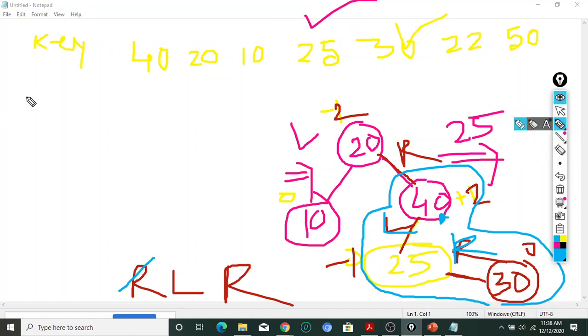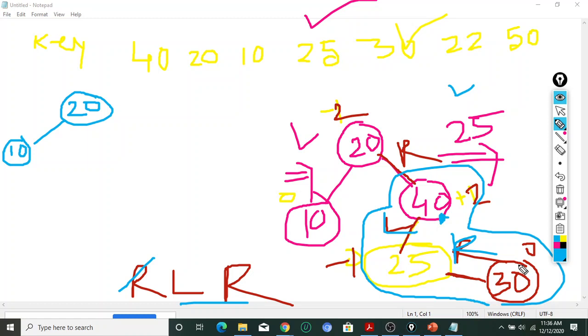So 20 was my root node, then 10. Please compare the left hand side and right hand side. This is the old one and this is the new one. And this is my last node. If I perform the LR rotation, what will happen? So this is my last node, so 30 will be placed here.